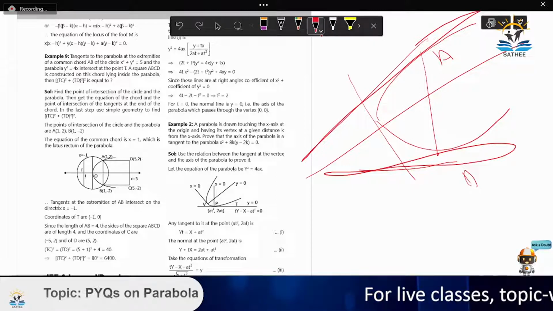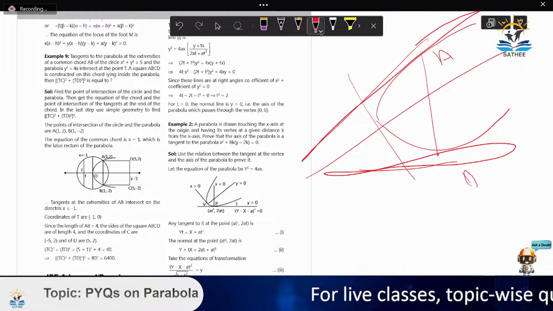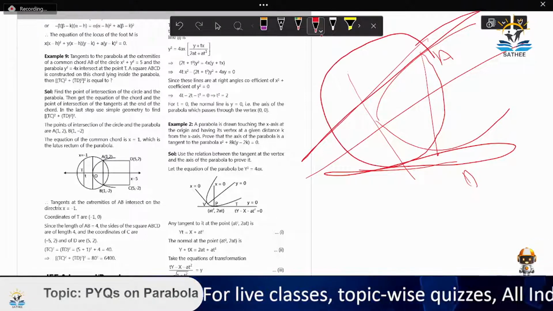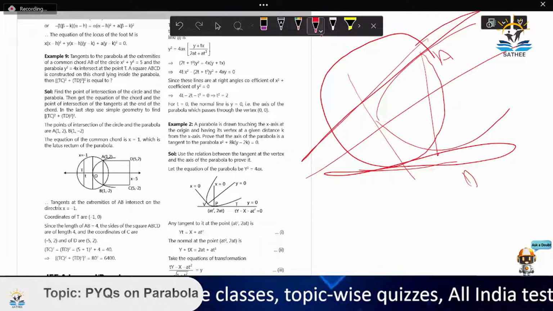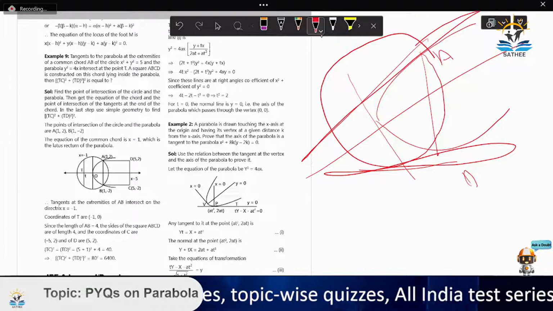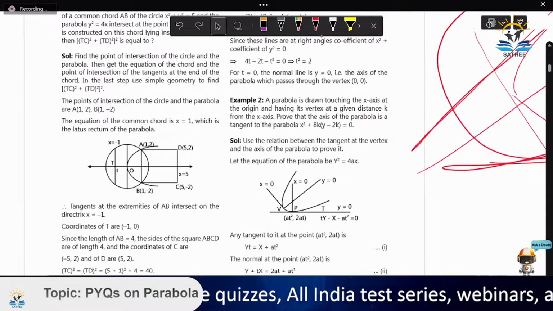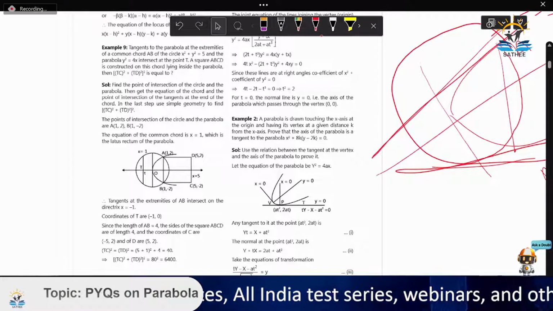Acha, so it is the common chord and it is passing through a circle also. So let's draw a circle. I'll just explain the diagram to you, guys. I'm already very much into it. I don't wish to draw my own diagram. So let's see, what do we have?